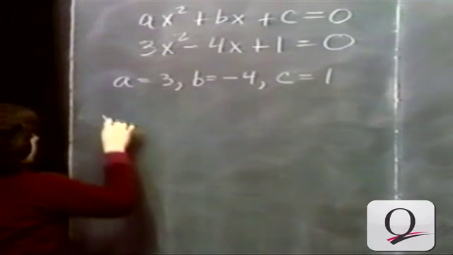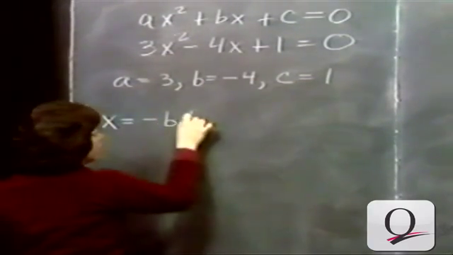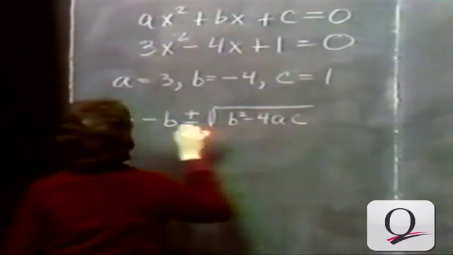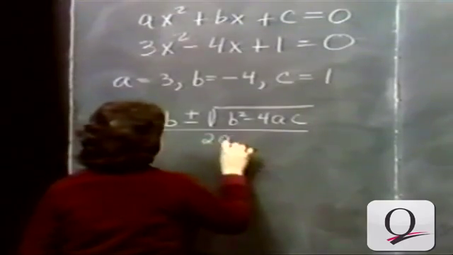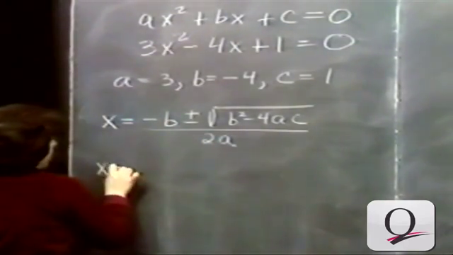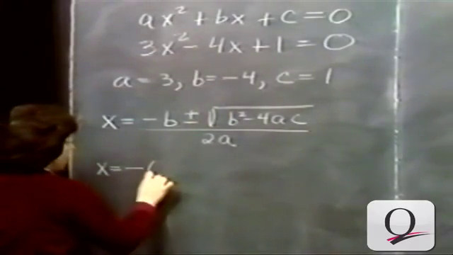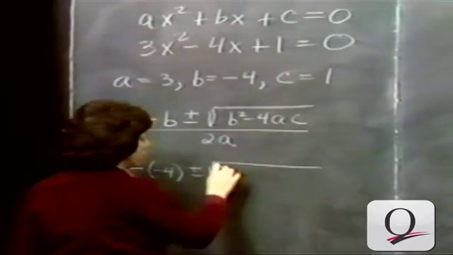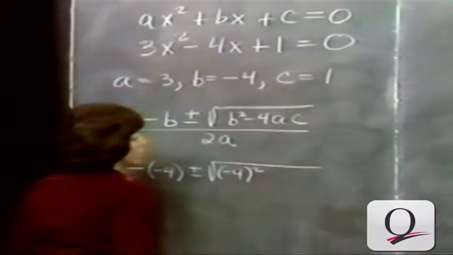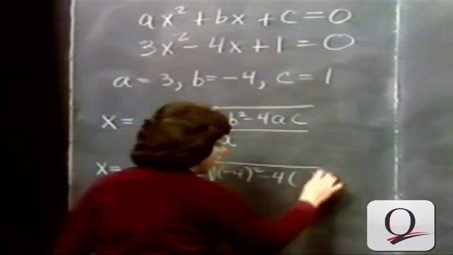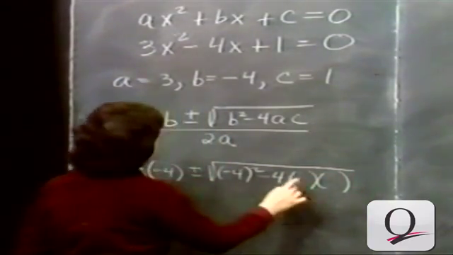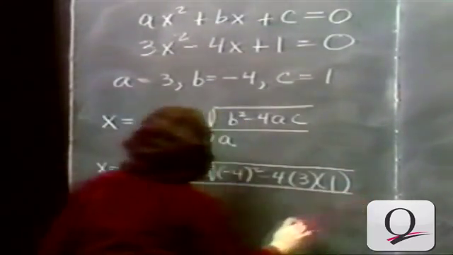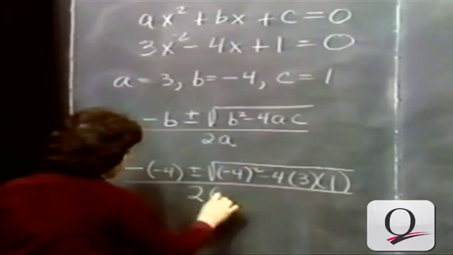We substitute into the quadratic formula, which is x equals minus b plus and minus the square root of b squared minus 4ac over 2a. And we get x equals minus b, that's minus (minus 4), plus and minus the square root of b squared, that's (minus 4) squared, minus 4ac, a is equal to 3, c is equal to 1, all divided by 2a, 2 times 3.